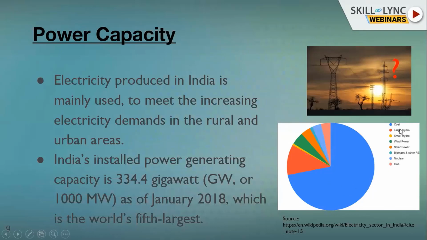So if you compare hydro with the other renewable energy sources, as per the 2018 census hydro is producing around 45 gigawatts, and the other renewable sources are producing around 63 gigawatts per year. So there is plenty of scope for improvement in the design of hydroelectric power plants.